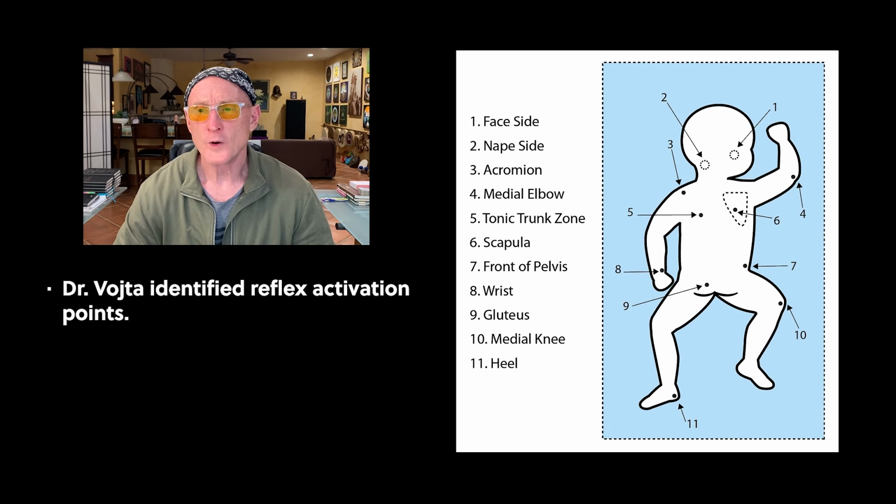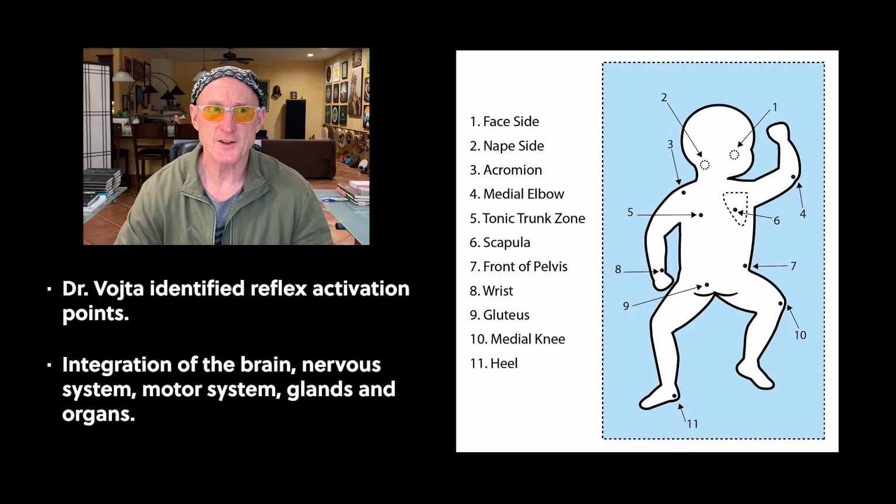So what Vojta recognized through his research is that these points are reflex points that connect through the nervous system into the brain and activate software that is already innate and is part of our development through nature, through the kingdom of nature. The human body is kind of the tip of the evolutionary sword.